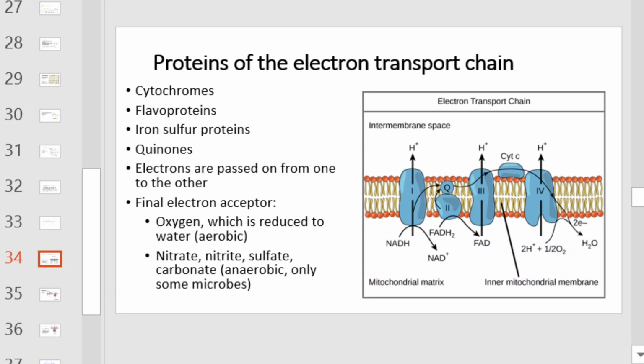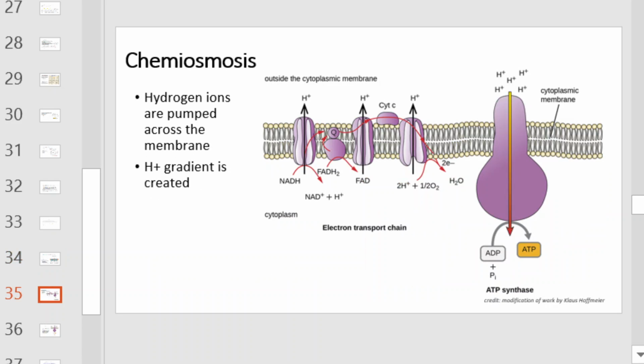The final electron acceptor of the electron transport chain is oxygen, which is reduced to water in aerobic environments. Nitrate, nitrite, sulfate, and carbonate are used in anaerobic environments, which occurs only in some microbes.